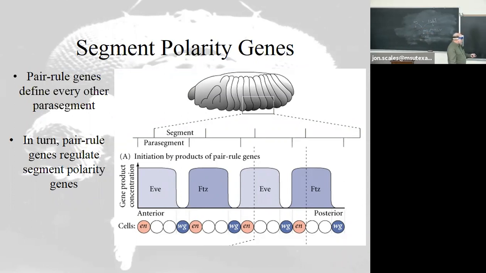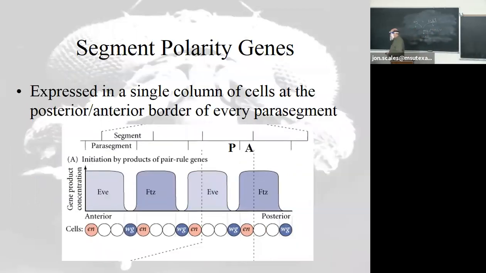So wingless is going to be expressed here. What about engrailed? Engrailed is a transcription factor. It's usually a repressor, so it binds to DNA and represses transcription. But it also can activate its own genes. This is going to cause a border to form between these groups. This border represents the cell right at the posterior part of the parasegment, but is pretty much right smack dab in the middle of the segment.